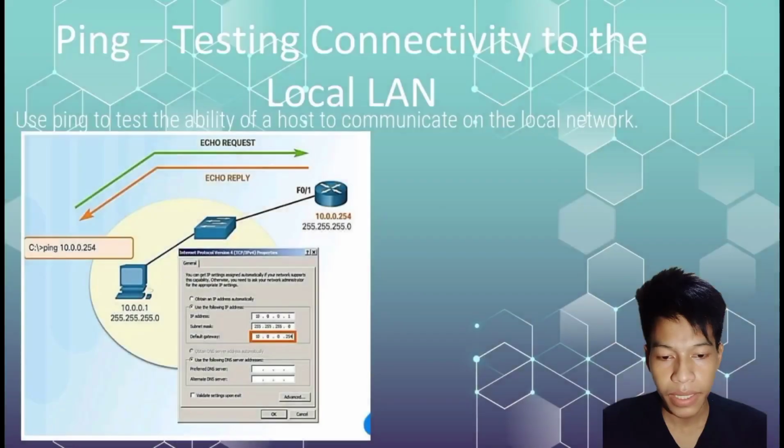Second, ping test connectivity to the local LAN. Use the ping test to test the ability of the host to communicate on the local network. To perform the ping test, you can use the following steps. 1. Open a command prompt on your computer. 2. Type ping followed by the IP address of the device you want to test connectivity with.